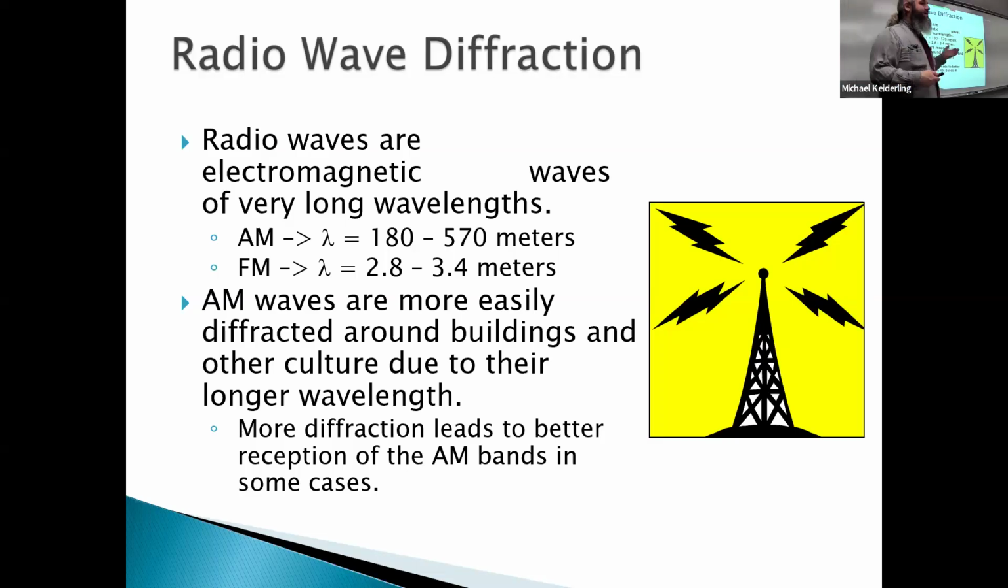This is why AM radio is less affected by buildings and other structures around them due to the longer wavelength. More diffraction leads to better reception of the AM bands in certain cases.